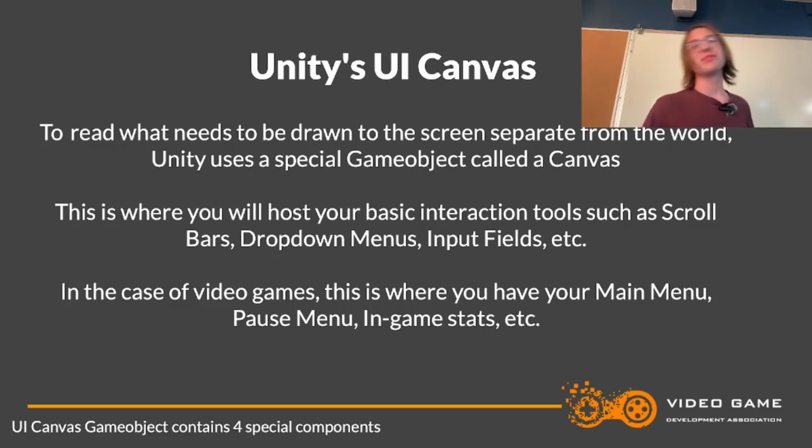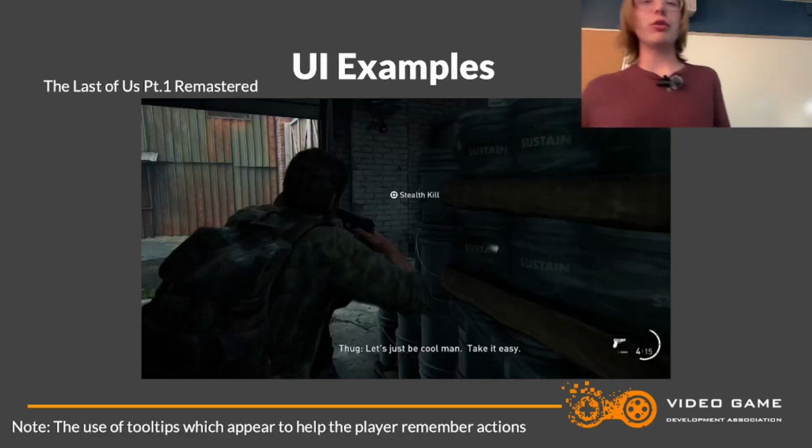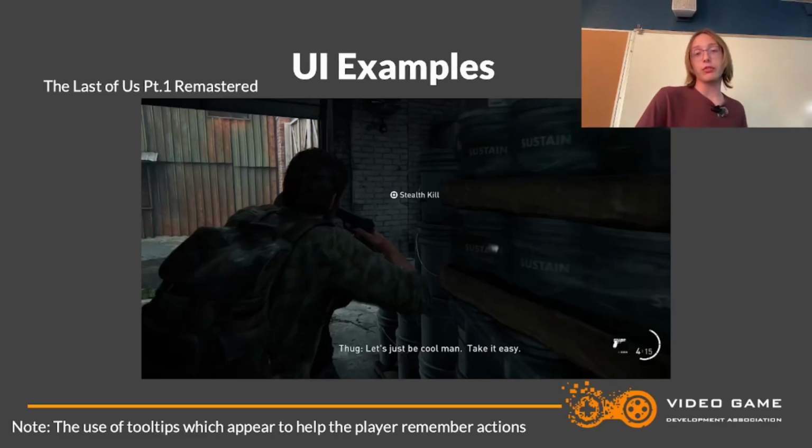All right, UI canvas. I think I already said all this, so we'll continue forward. We're going to look at some examples here, four examples. The first one is The Last of Us Part 1. This is a very simple one. We'll notice three major parts: your dialogue, your health and ammo, and this little tooltip right here. Let's go through each one of them.